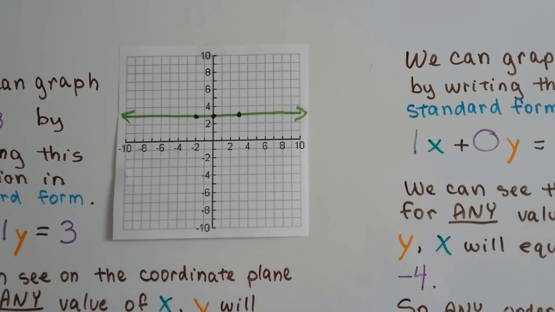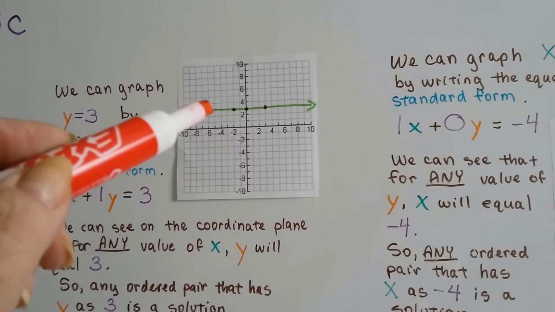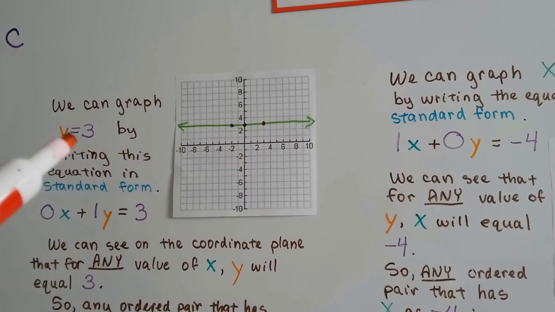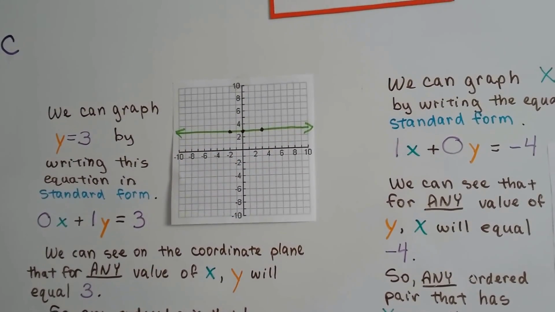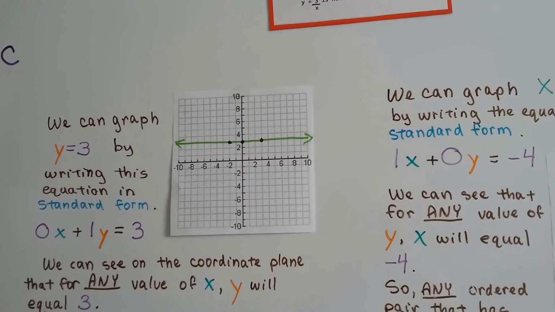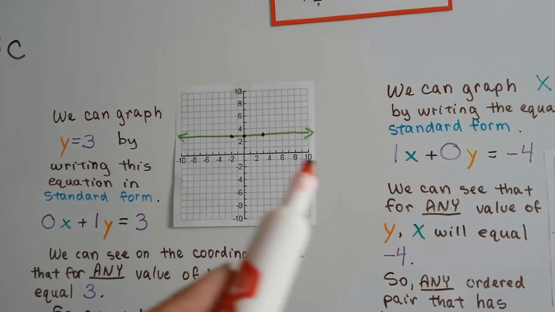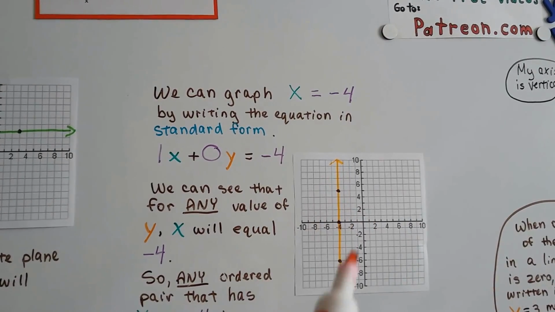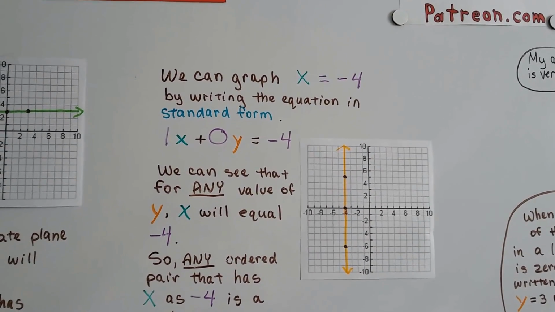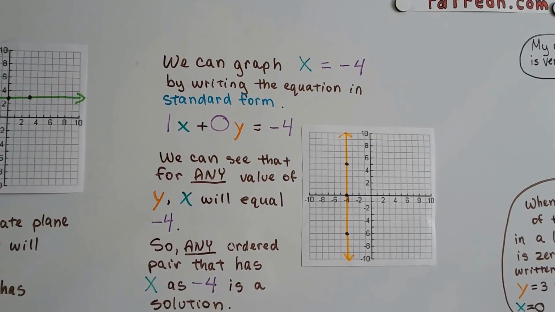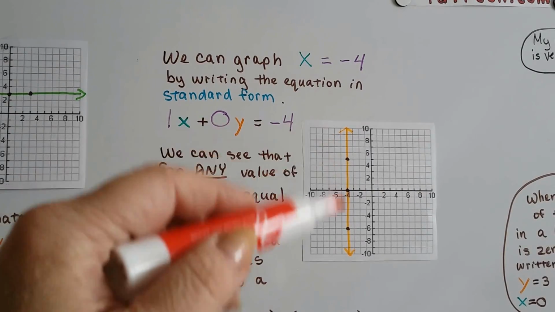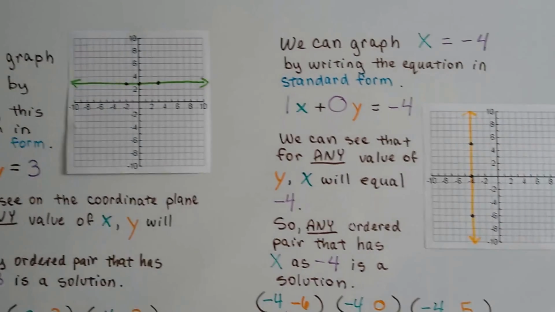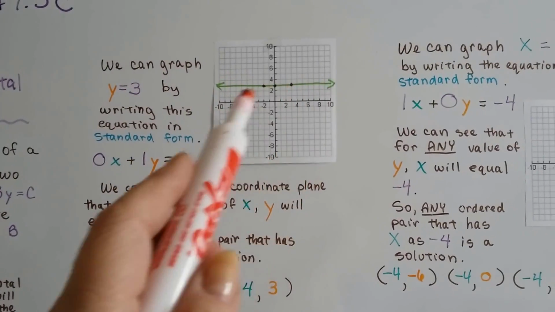So for a graph of y, that's what this is. It's a graph of y. It's going to equal this 3. So if y equals 3, then the line's going to be parallel to the x-axis. And if x equals a, it's going to be parallel to the y-axis. So if x is -4, whatever x is equal to, and it's all -4, it's going to be parallel to the y-axis. And same thing with this one. It's parallel to the x-axis.